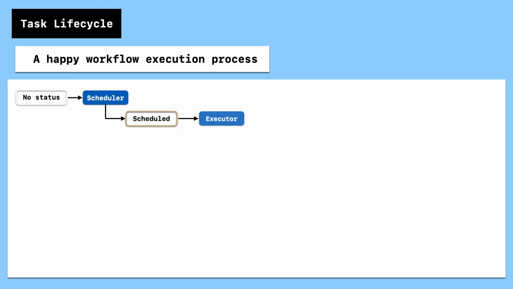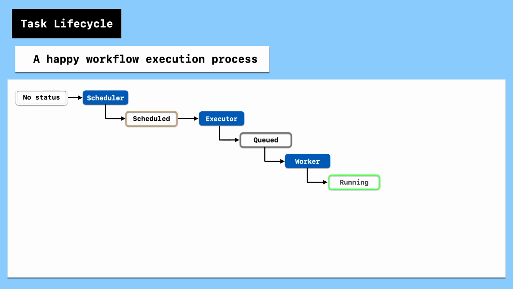To sum up, a happy workflow execution process will start with no status, then the scheduler schedules the task, after which the executor puts the task into the task queue. Once the worker picks up the task and executes it flawlessly, we will have a happy task process. Okay, we now understand the complete life cycle of the task in Airflow.